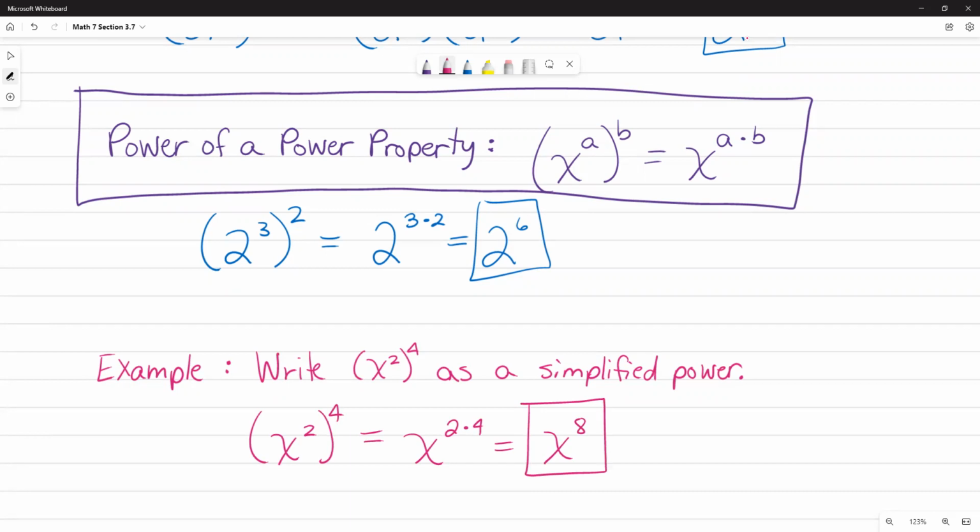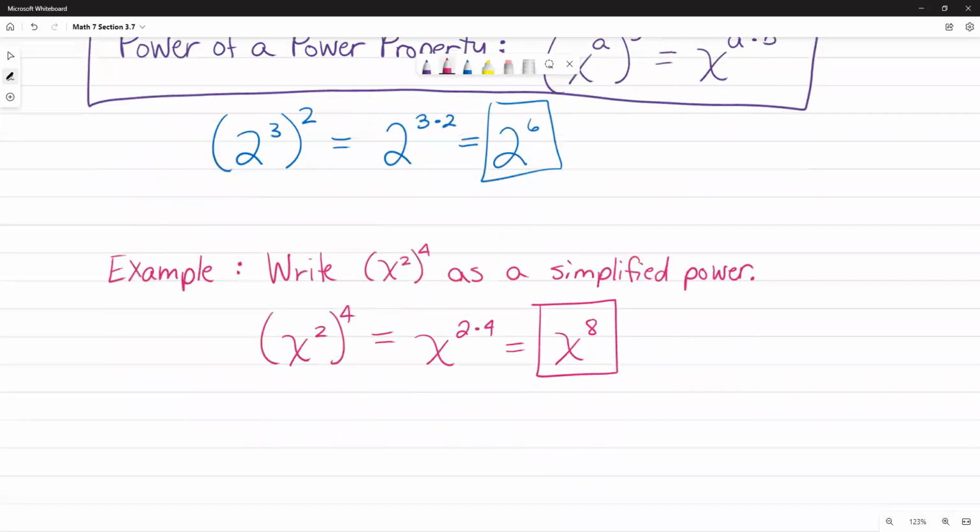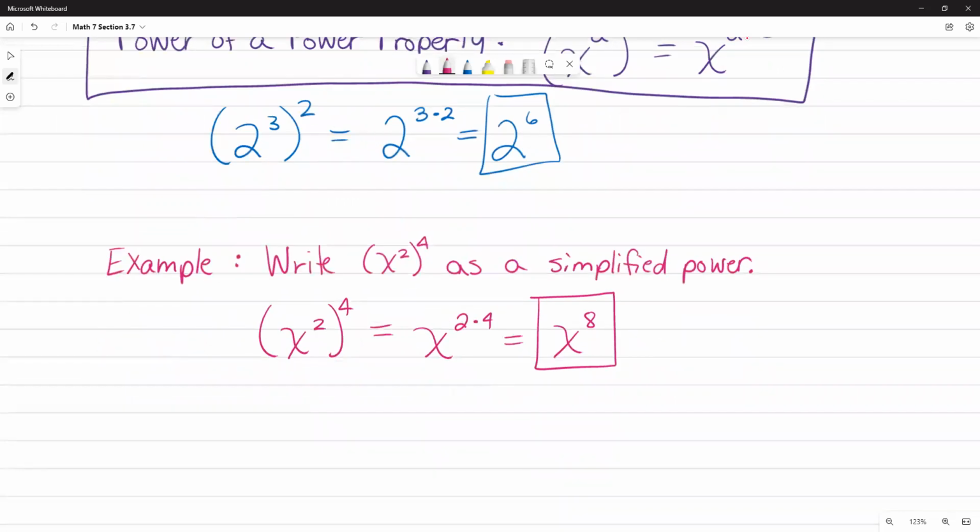So if you see a power raised to a power, you just multiply those numbers together. And that works because if you did it in expanded form, it's x squared times itself 4 times. So it's 2 plus 2 plus 2, which surprisingly enough also equals 8. That's good. Yeah, writing notes is good for that.